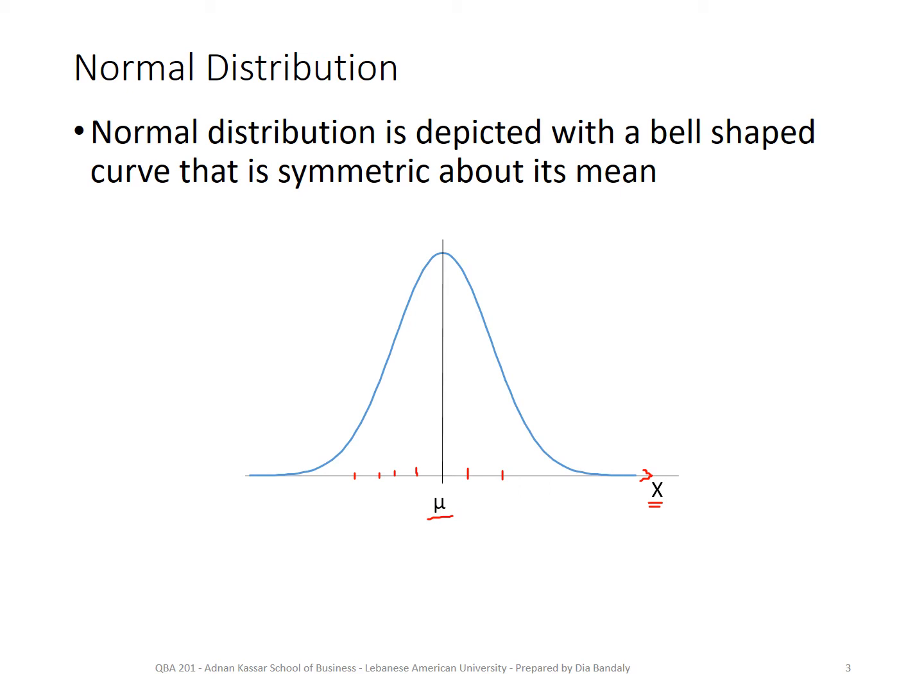How am I going to use this PDF? For example, if I'm interested in that value, to find the probability that x is less than or equal to this value, this is what I do, and then I find this area. Because this is the area under the PDF, which gives me the probability.